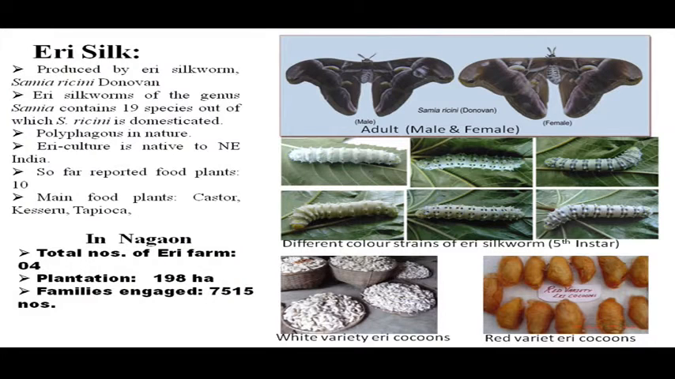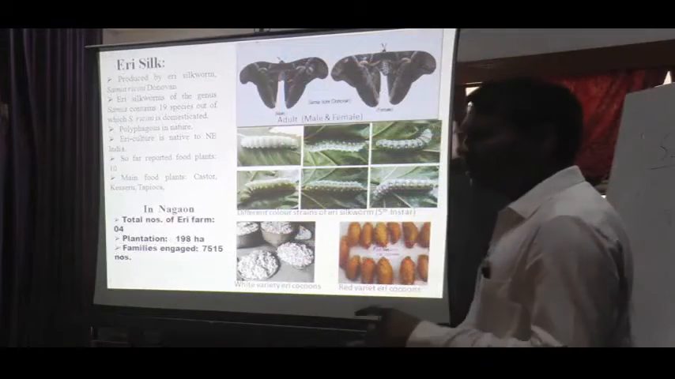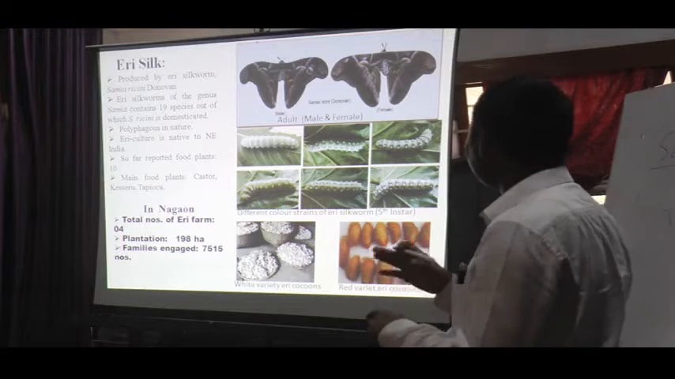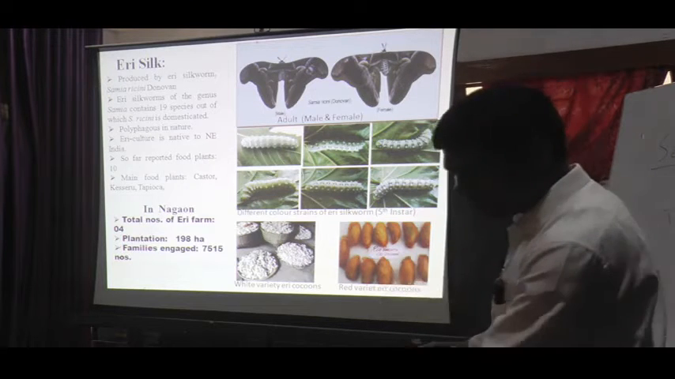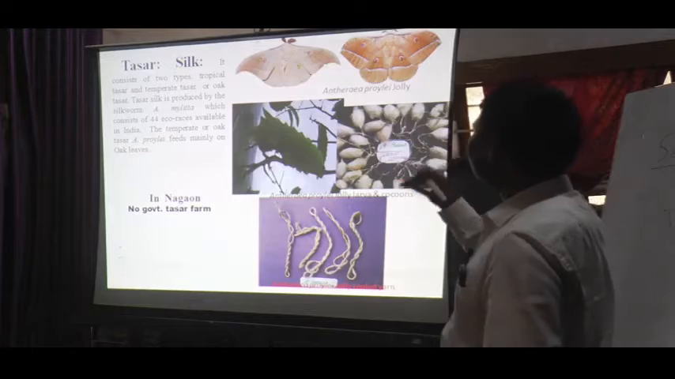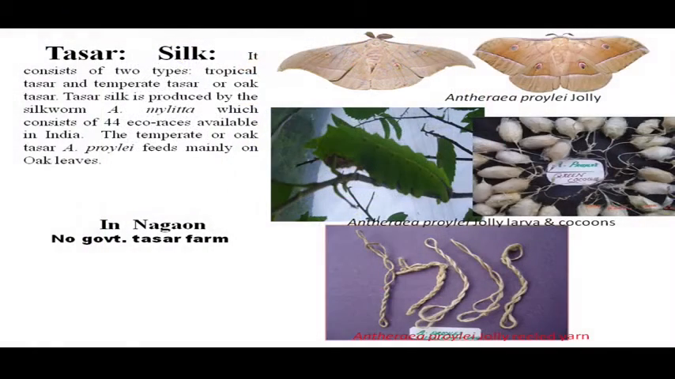These are the larvae also. So 6 color strains are there. I am showing these 6 color strains of Eri silkworm larva. Then the Eri silkworm also produces 2 different varieties of cocoon, white and red. Another important commercial variety of silk is tussar silk. It consists of 2 types, tropical tussar and temperate tussar or oak tussar. Tropical tussar silk is produced by the silkworm Antheraea mylitta, which has 44 ecoraces available in India.